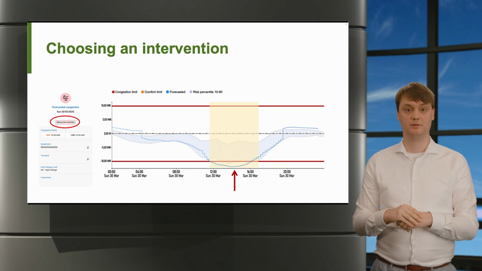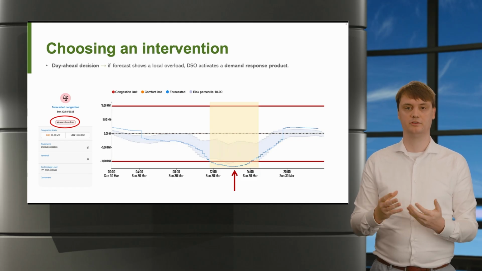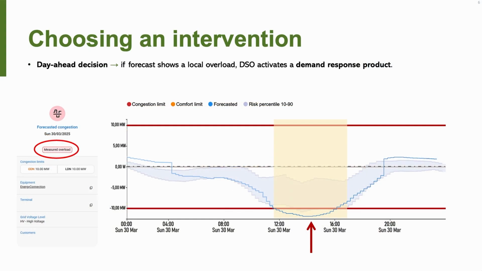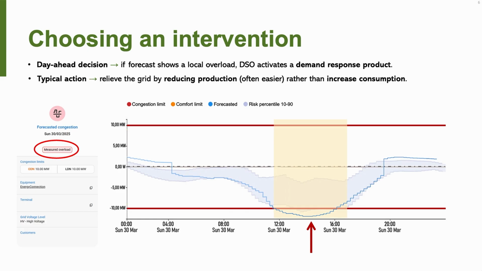We use concepts you've heard about before, demand response products. At a certain decision moment, typically day ahead, we decide whether to activate a flexibility product. In this case, we have a strong forecasted production overload, so we need to either reduce production or increase consumption in this grid area.